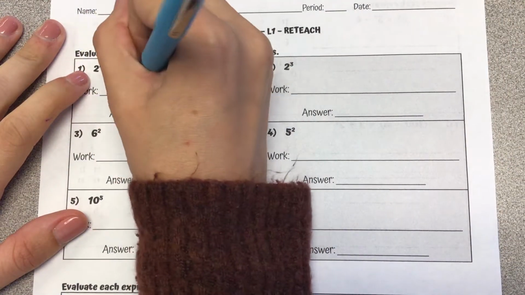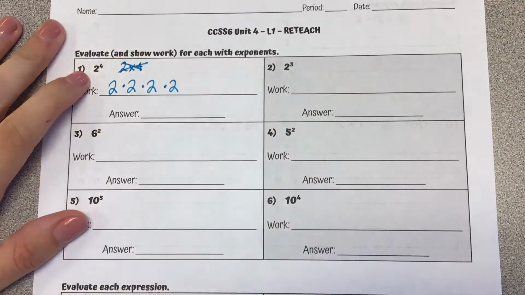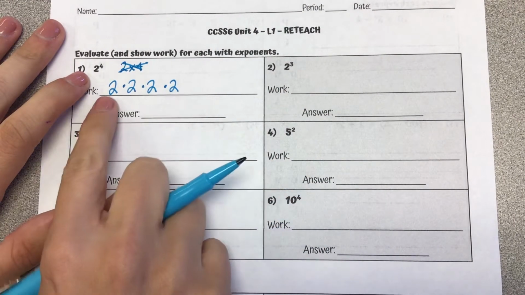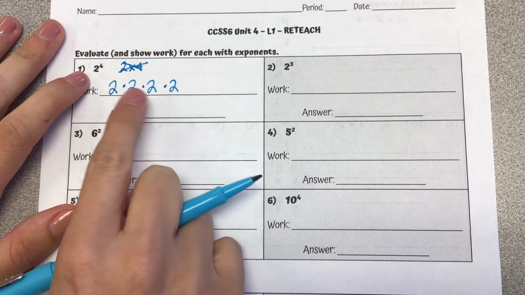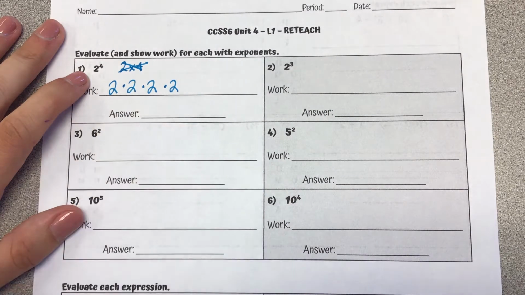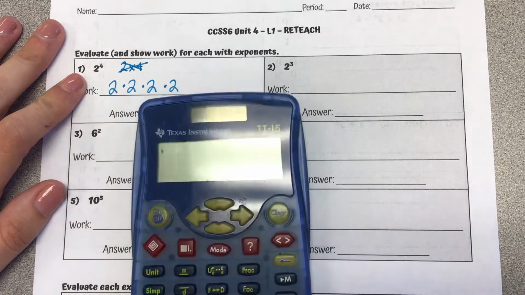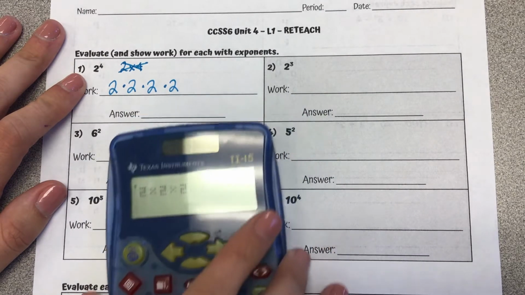So 2 times 2 times 2 times 2. Either you can do that in your head, 2 times 2 is 4, 4 times 2 is 8, 8 times 2 is 16, or plug that into your calculator. 2 times 2 times 2 times 2 gives us 16.